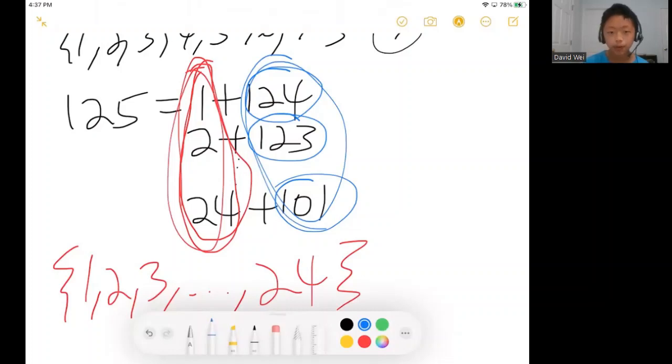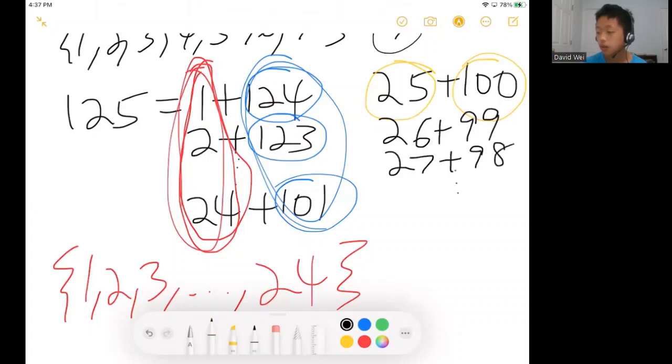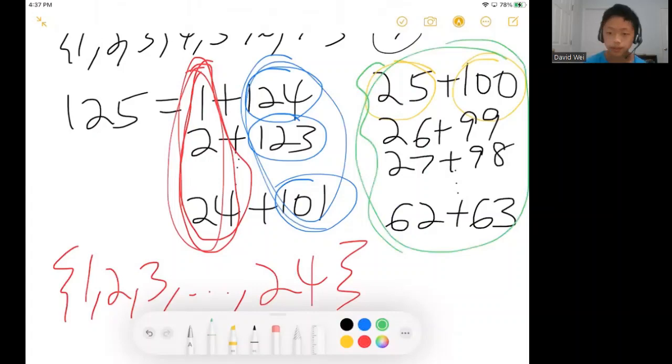But we have to be careful when we go on to the next pair, which is 25 plus 100, because now both of these numbers, 25 and 100, are in the range from 1 to 100. You can continue this: 26 plus 99, 27 plus 98, and so on, until the closest pair you can get is 62 plus 63. The reason these green circled pairs are different is because both numbers in the pairs are in the range from 1 to 100, which means there are now some restrictions.